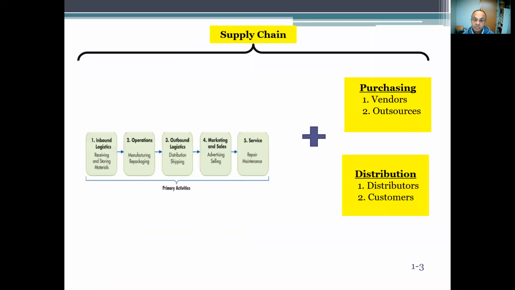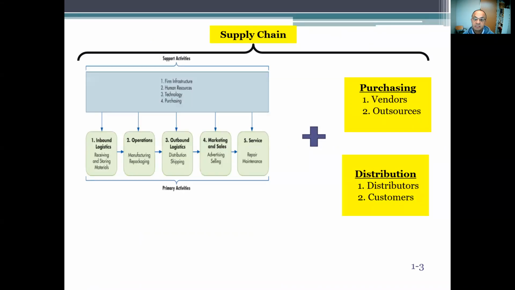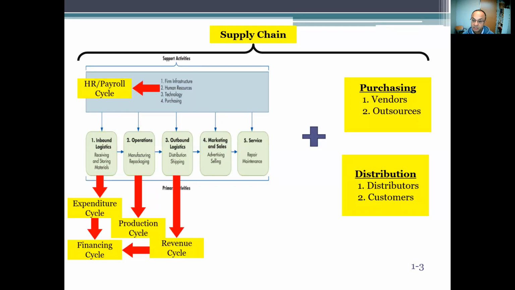The value chain has 2 parts: primary activities and support activities. And out of those activities, we were able to build up the 5 cycles, starting by expenditure cycle, production cycle, revenue cycle, financing cycle, and HR cycle. So this was pretty much what we covered in chapter 1.